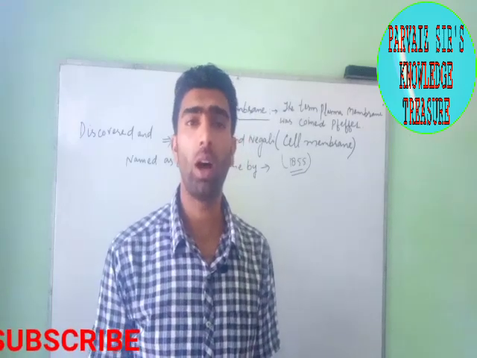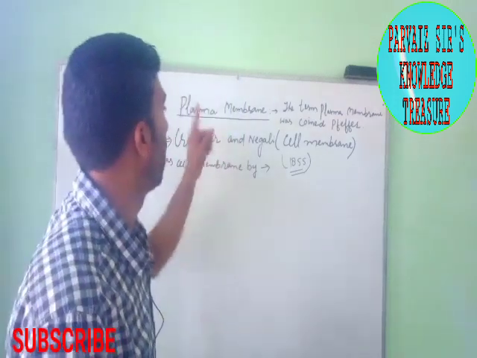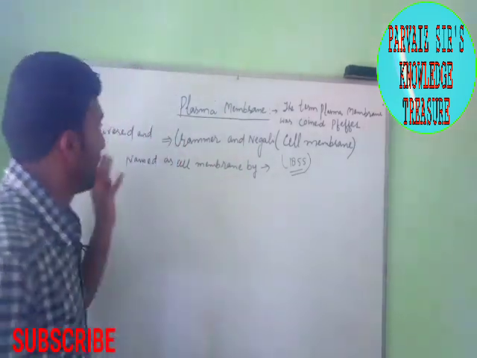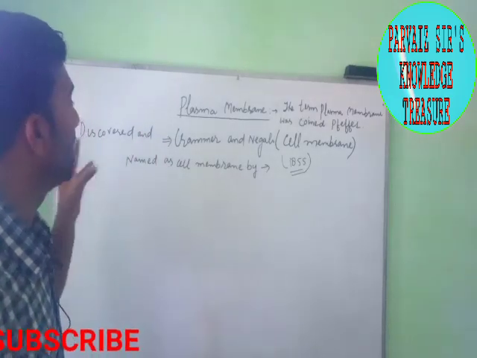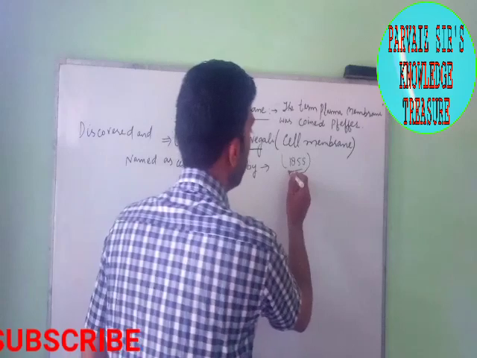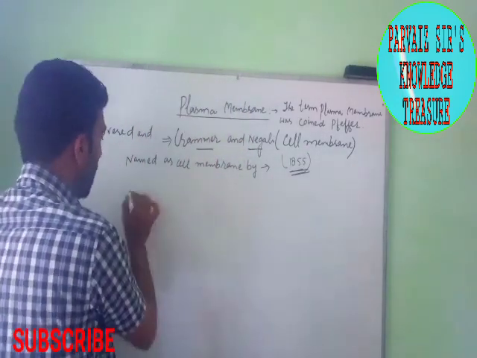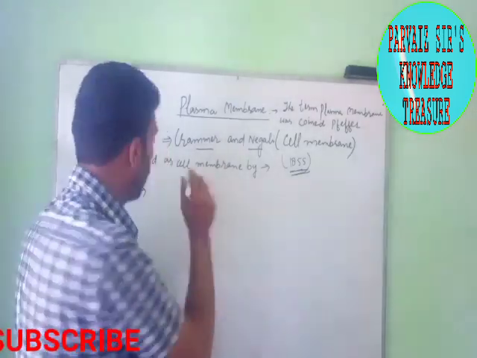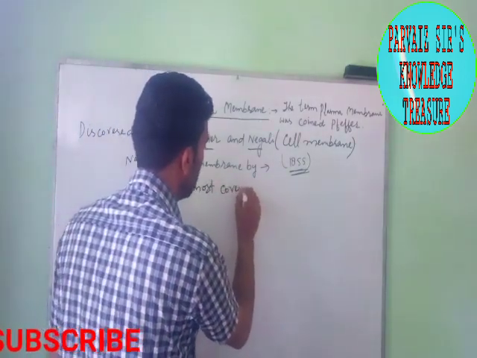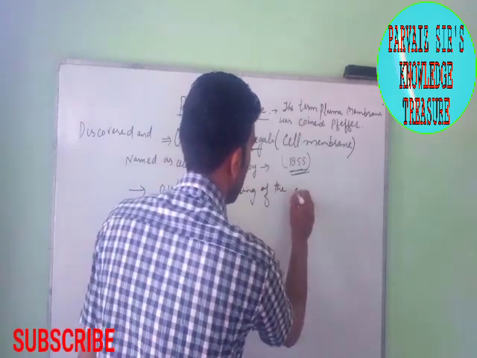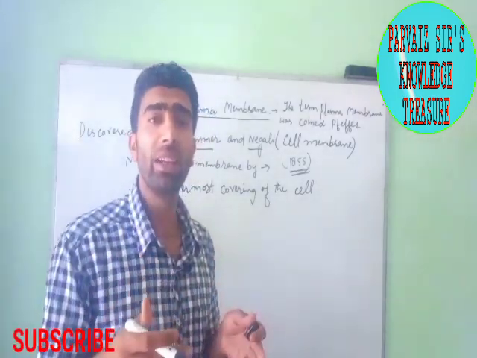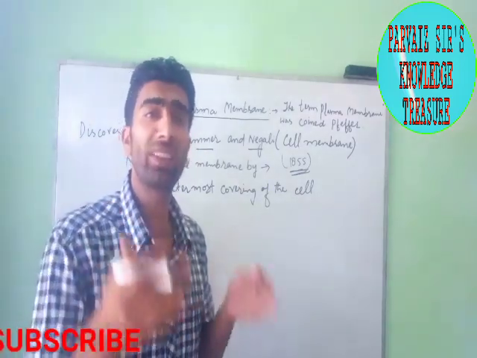In today's video, I will discuss the plasma membrane. The term plasma membrane was coined by Pfeiffer. Plasma membrane was discovered and named as cell membrane by Kramer and Nägeli in 1855. Plasma membrane is the outermost covering of the cell that separates the contents of the cell from its external environment.